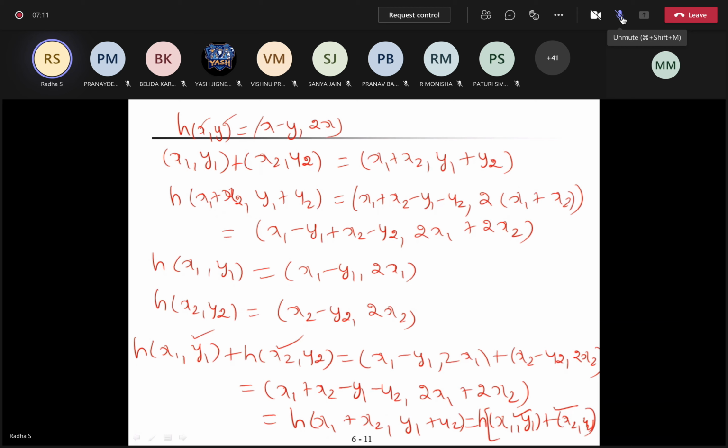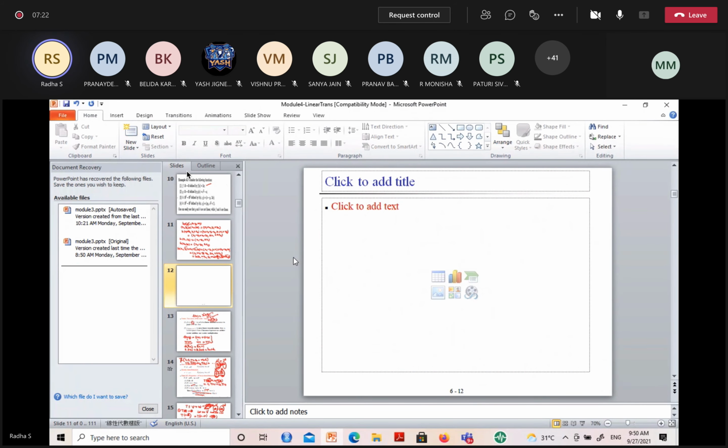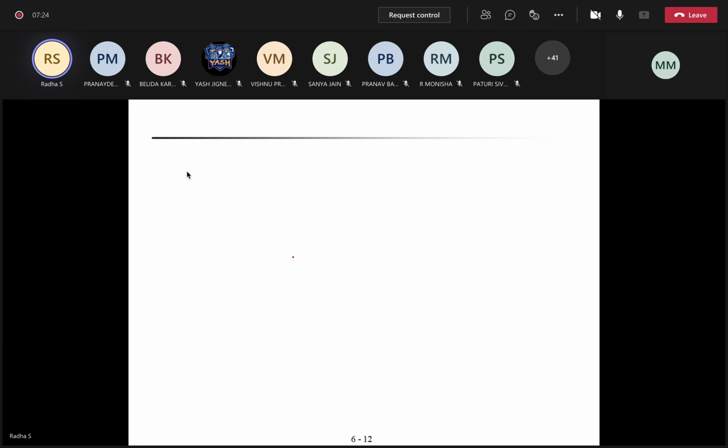Is this clear, Manav? Yes, ma'am. So where was the problem? I didn't get how to start, like assuming x1 y1. You were not able to start, right? Because it was different from the earlier two questions.